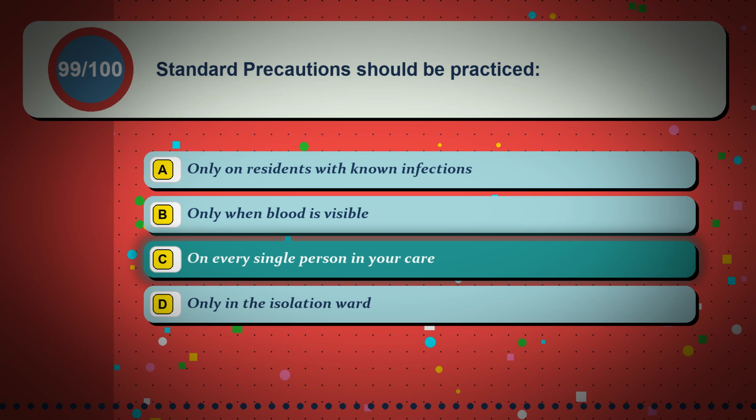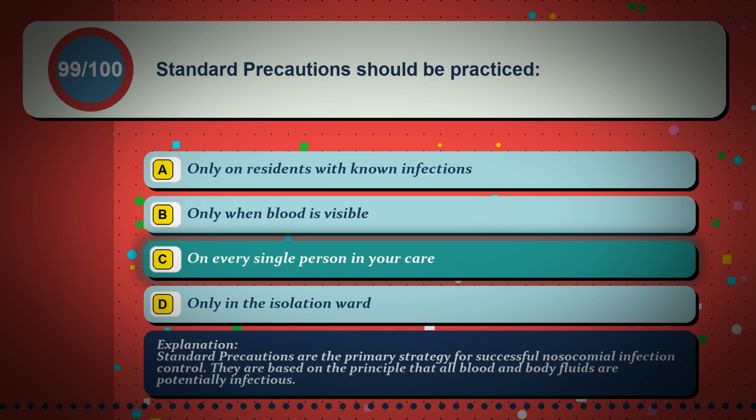The correct answer is option C, on every single person in your care. Standard precautions are the primary strategy for successful nosocomial infection control. They are based on the principle that all blood and body fluids are potentially infectious.